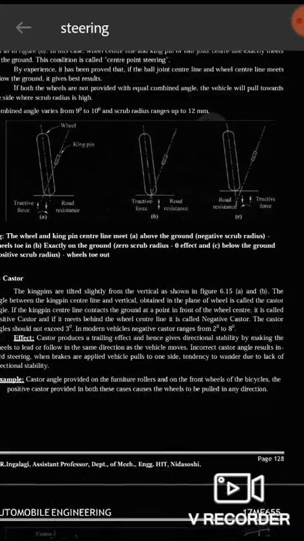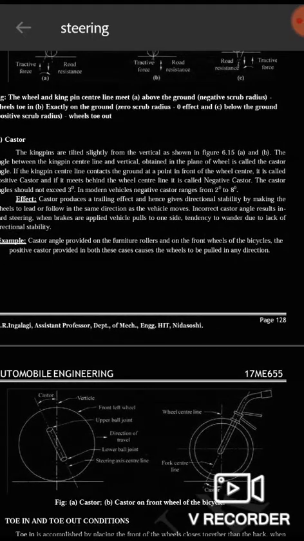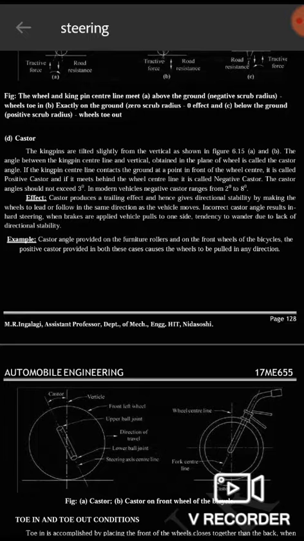Okay, now caster. The kingpin is tilted slightly from the vertical as shown in figure 6.15a. Here is the figure, and B. The angle between the kingpin center line and the vertical, obtained in the plane of the wheel, is called the caster angle.